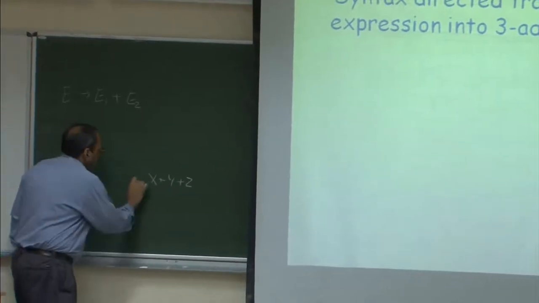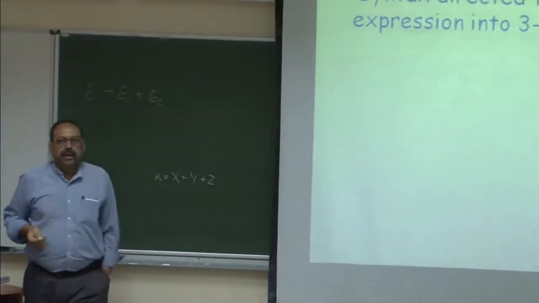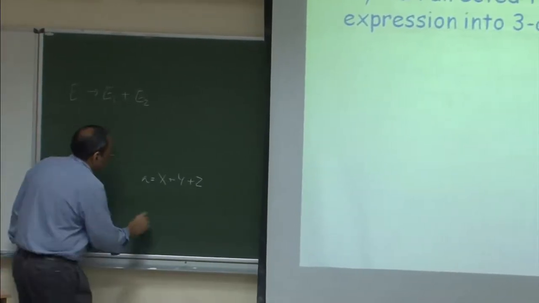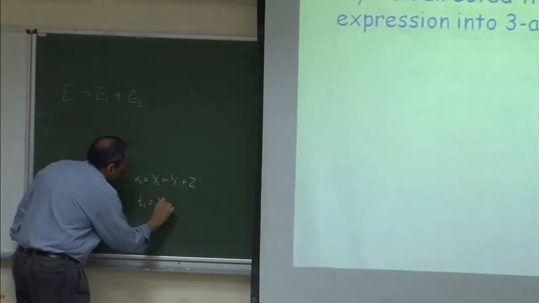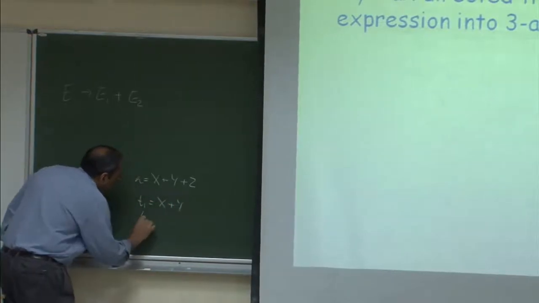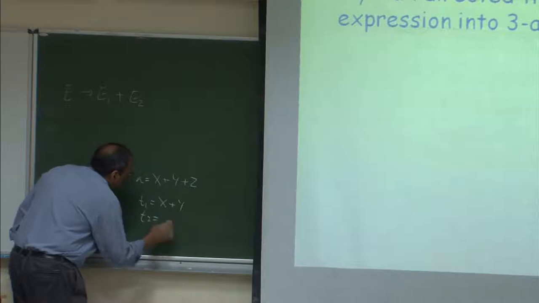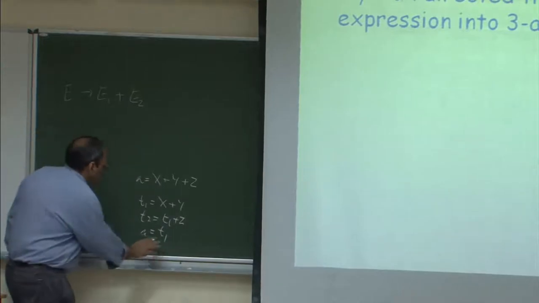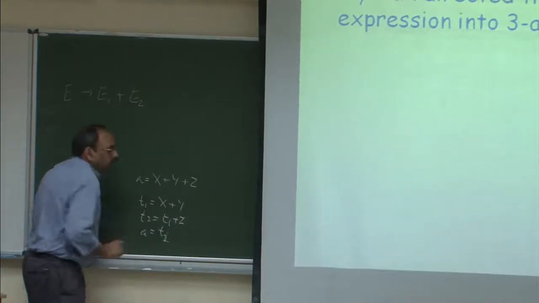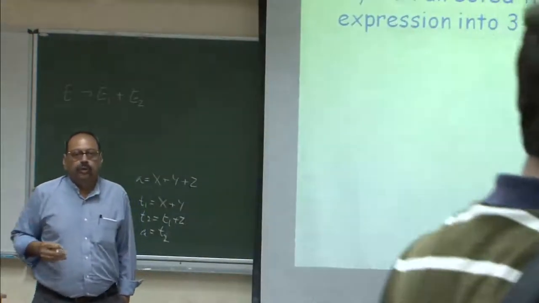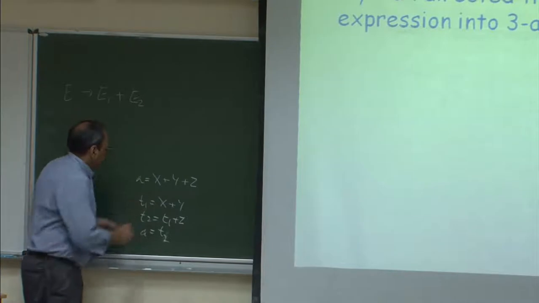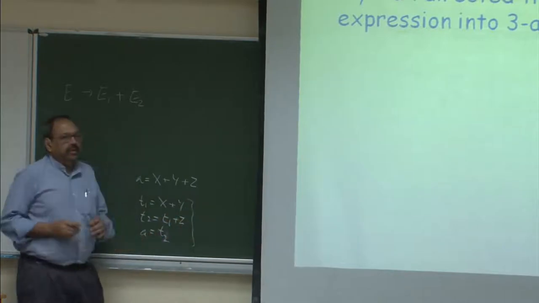suppose I say A is assigned x plus y plus z, we want to write three address code for this, and we were generating certain temporaries. So we said t1 is going to be x plus y and t2 is going to be t1 plus z, and then a is going to be assigned t2. This is the kind of code we finally want to come up with. So as I am going through this process of parsing, simultaneously I want to generate this code.